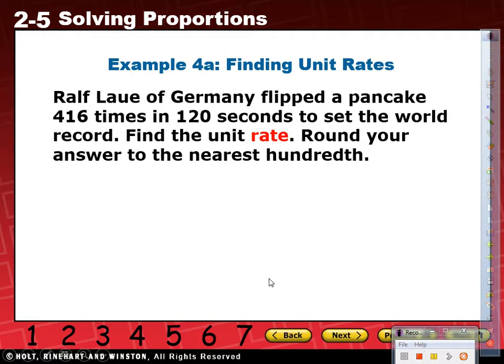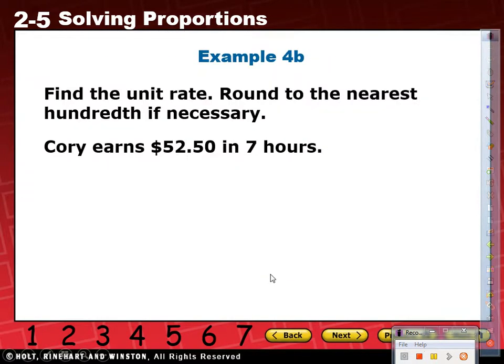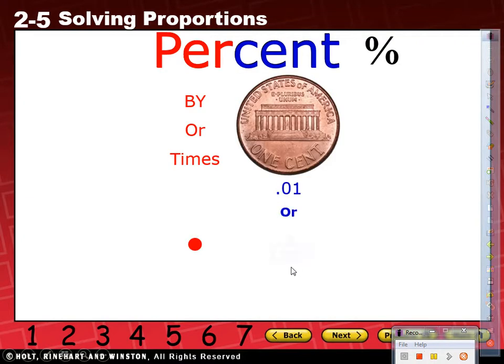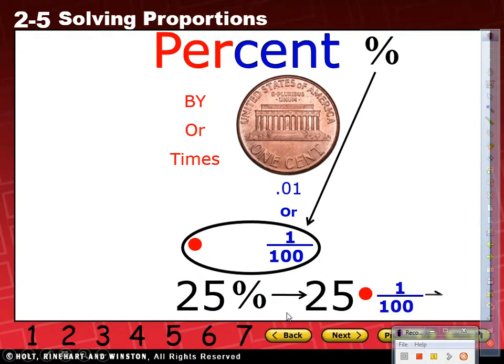Everybody with me? All right, so check this out. So when we write 25%, this becomes 25 times 1/100, which becomes 25 over 100, which simplifies to 1/4. Remember doing this last year?